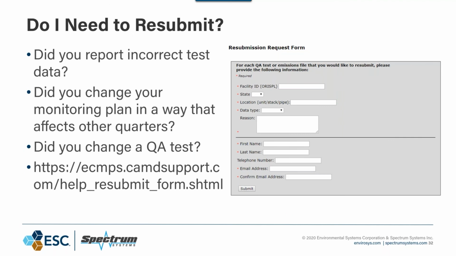Resubmission. Whenever you're resubmitting, typically this is based on any change that has been done to your emissions data. Did you change your monitoring plan in a way that affects other quarters? Or was there a change to a QA test, maybe an incorrect BAF or anything that will affect the emissions data? Then you will need to resubmit.